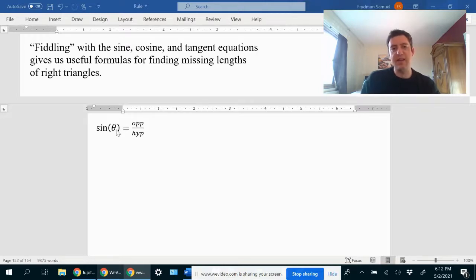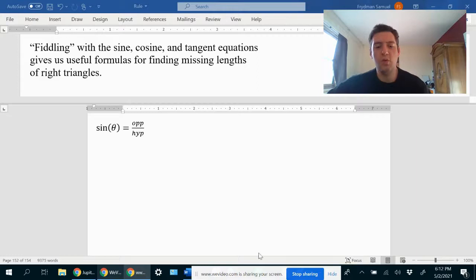just what we're naming the angle, just like very often we use x to stand for some number. So the sine of some angle theta is equal to the length of the opposite side of some right triangle of which theta is a part, divided by the length of the hypotenuse.